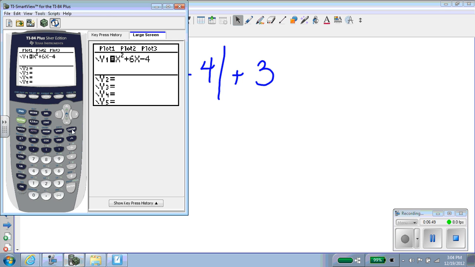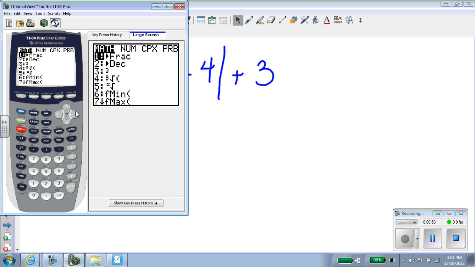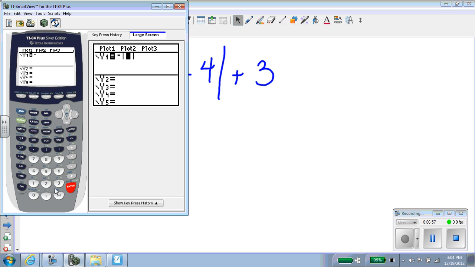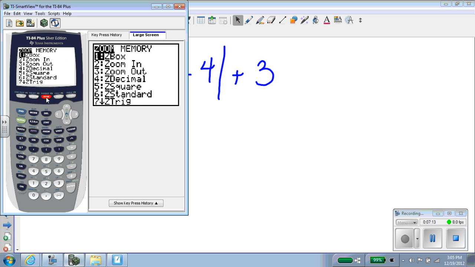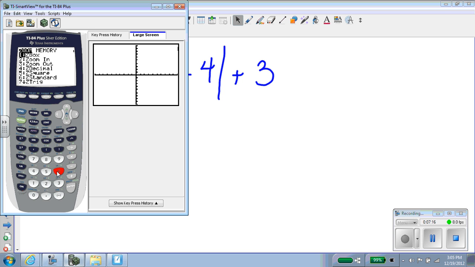Y equals, clear that one out. It was negative absolute value of x squared minus 4, and then plus 3. The absolute value is under math number, or it's the first item in your catalog. Okay, I'm going to hit zoom 6 to go back to the standard window.